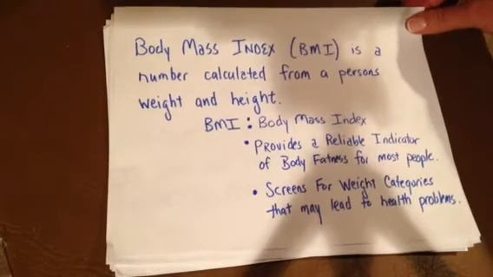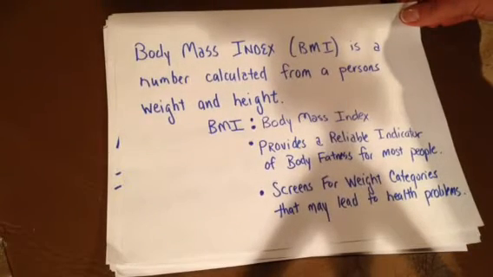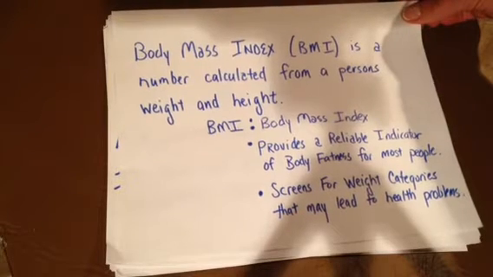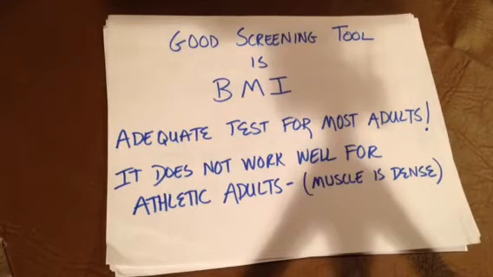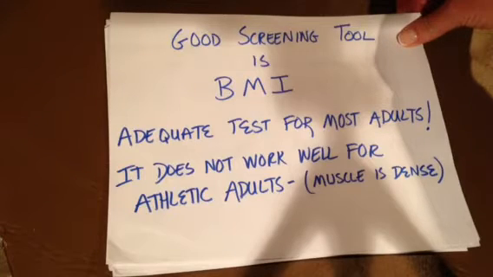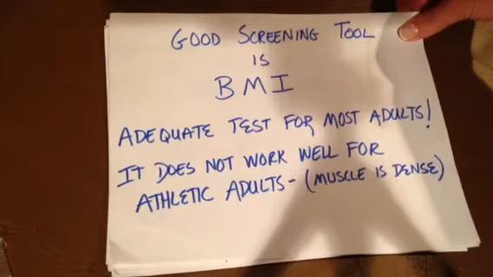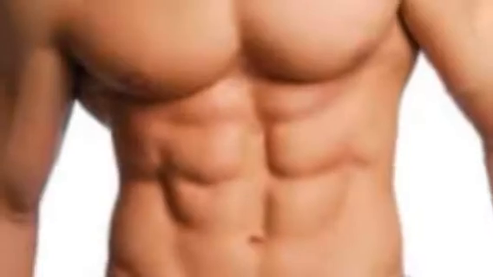Body Mass Index, BMI, is a number calculated from a person's weight and height. It provides a reliable indicator of body fatness for most people. Screens for weight categories that may lead to health problems. It's an adequate test for most adults. It's inexpensive, easy for people doing screening tests, but we have to remember it does not work well for athletic adults just because muscle is dense.